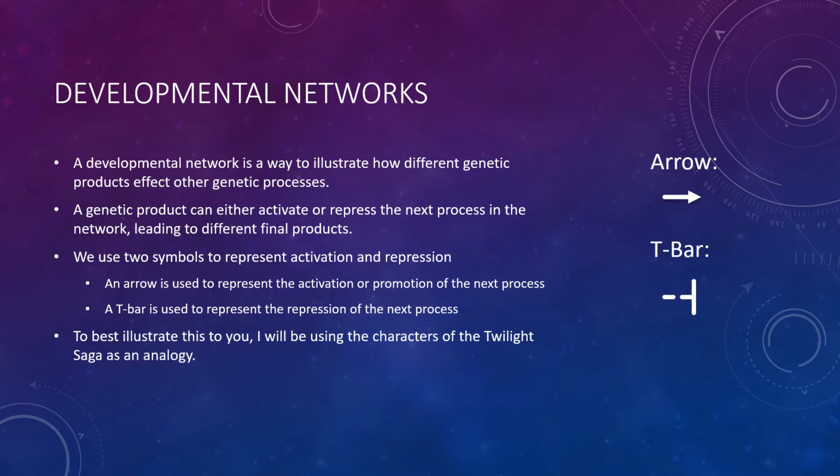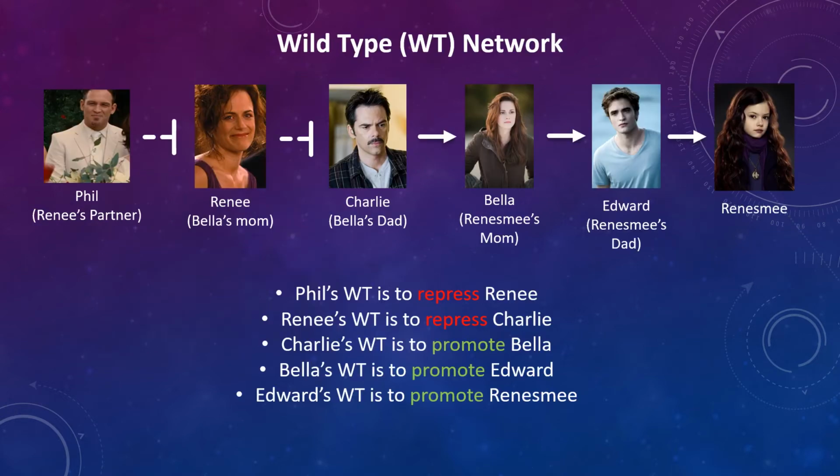To best illustrate this to you, I'll be using the characters of Twilight Saga as an analogy. At the start of the Twilight Saga, Bella lives with her mother in Phoenix, Arizona, instead of living with her father, Charlie, in Forks, Washington, repressing him. Phil begins to date Renee, and the two need to travel as he is training to be a professional baseball player, and Phil represses Renee, meaning she is not able to repress Charlie, and Charlie then leads to Charlie promoting Bella as she moves in with him in Forks.